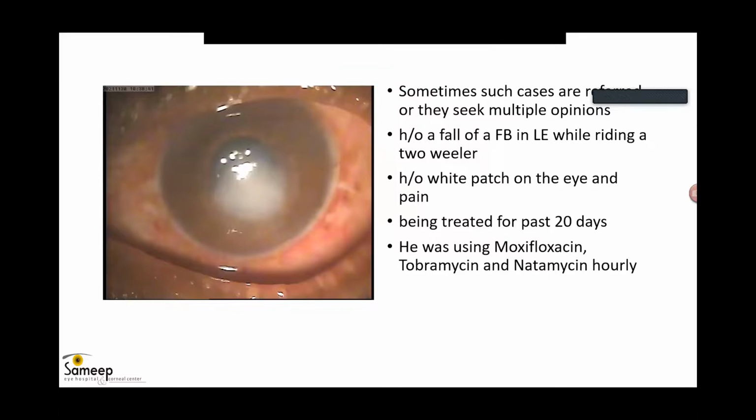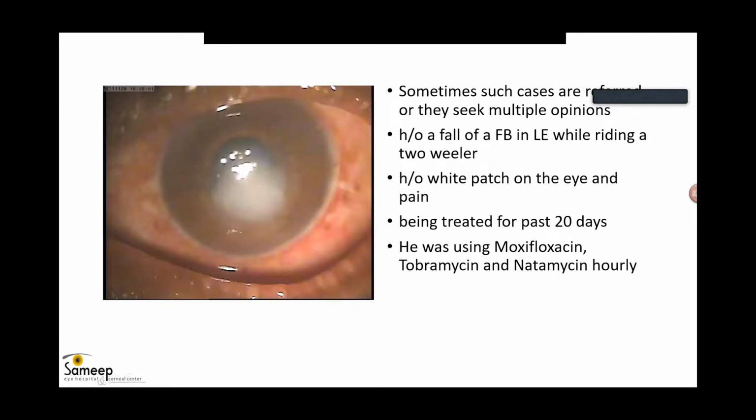There is a history in this particular patient. There was a history of a fall of a foreign body in his left eye while riding a two-wheeler. He was initially treated with monotherapy elsewhere for the first 20 days. He did show some improvement, and then gradually the ulcer became stationary. As you can appreciate here, there is slight improvement, possibly in the size of the infiltrate, which must have been larger earlier, but then it became stationary, and hence the patient was referred.